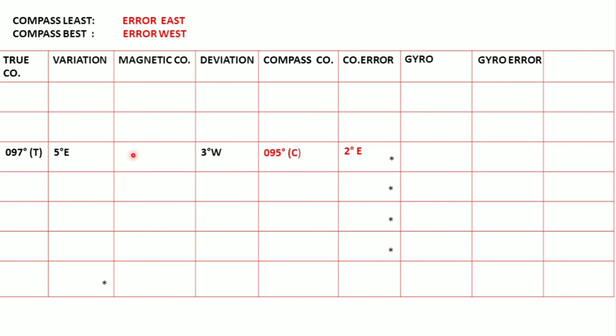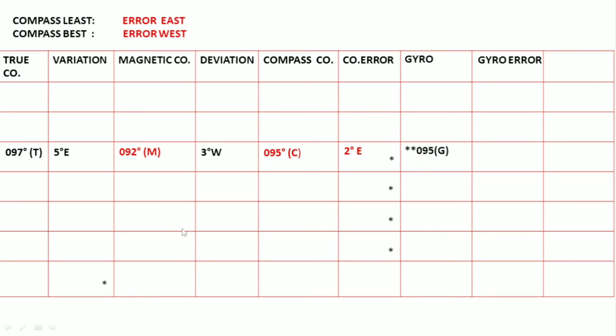And then I can always find out magnetic either from here or here. Works out to the same thing. Here compass is best, so this should be less. And compass is least here, so compass will be least by 5 degrees. And compass is best by 3 degrees. So 0.92.